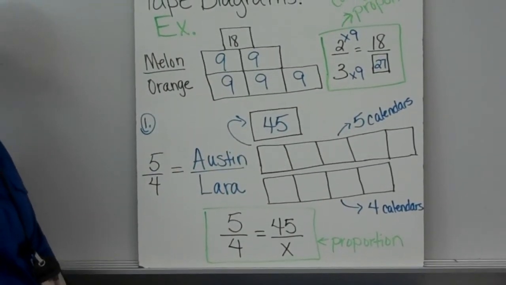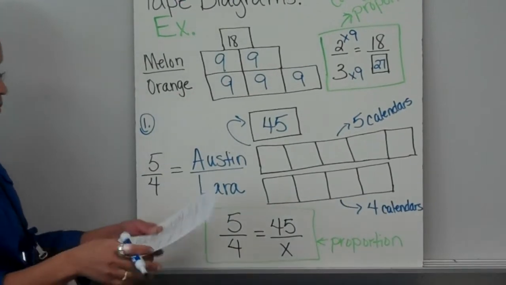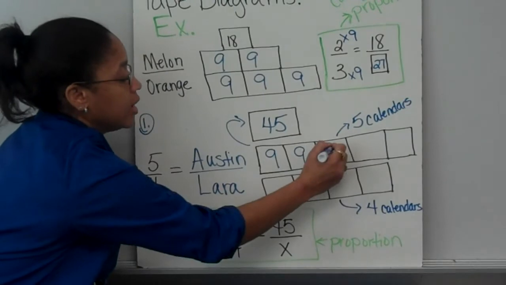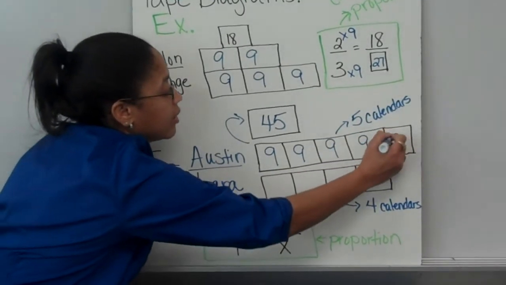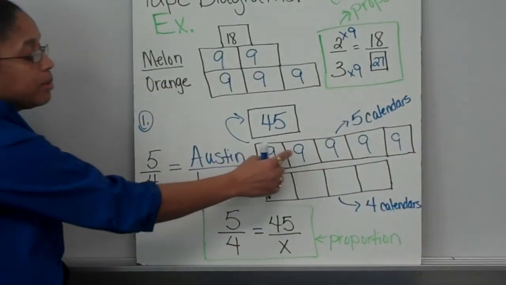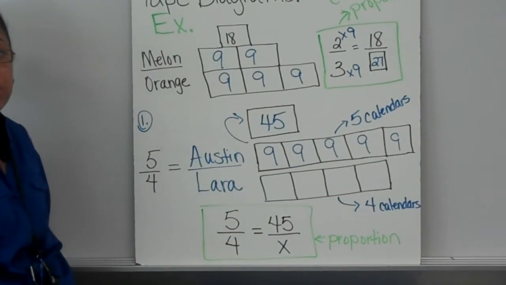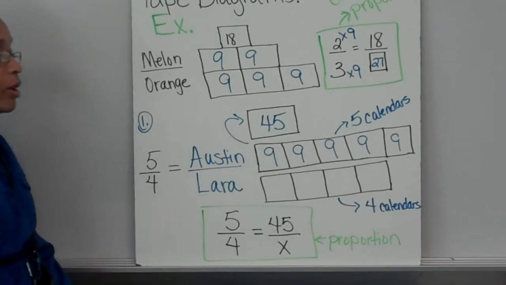It can have a total of 45. So 9 will be my number. So I'm going to put 9 here, 9 here, 9 here, 9 here, 9 here. And if I do 9 plus 9 plus 9 plus 9 plus 9, or an easy way to be just 9 times 5, I will get 45.